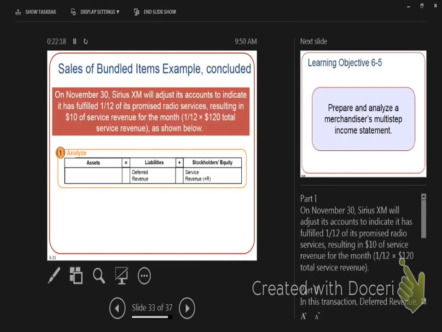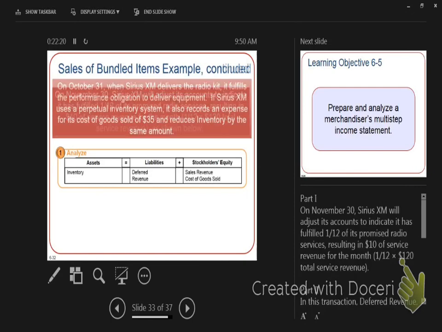Can you please repeat this transaction? Okay, so then when the transaction, let's back the slides up.